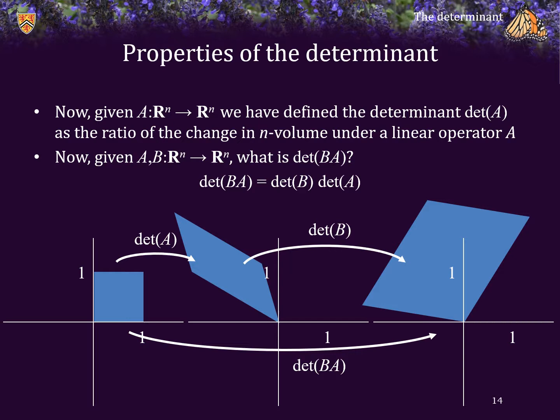So yes, it does seem that the determinant of a product of two matrices is the product of the determinants, because, after all, if the ratio of n volumes between the first and second regions is one ratio, and the ratio between the second n volume and the third is a second ratio, then the ratio between the first volume and the third will be the product of those two ratios.